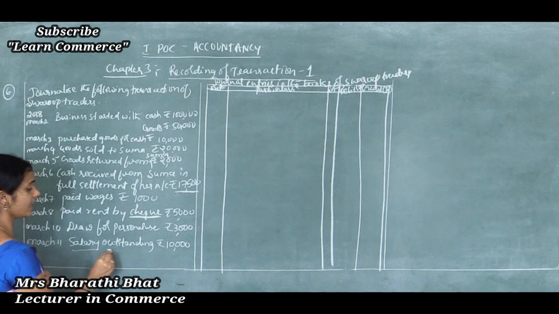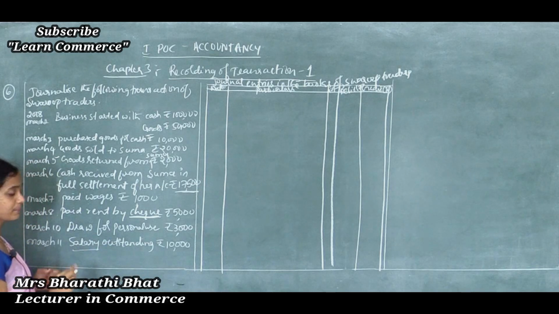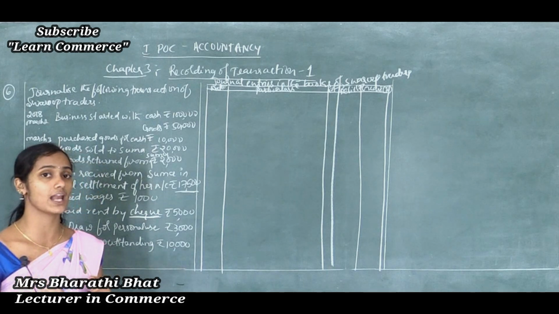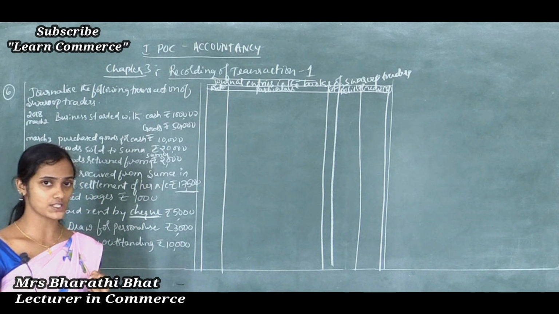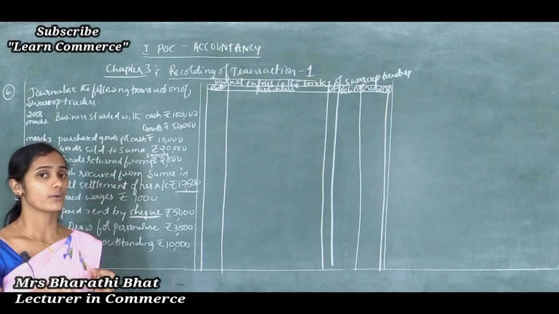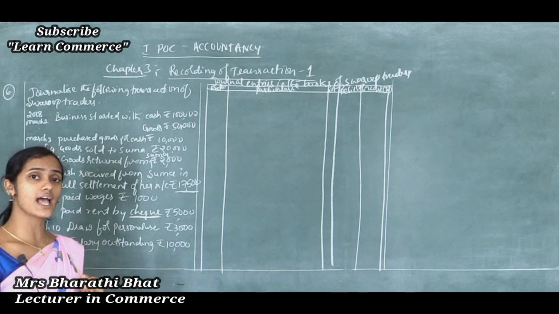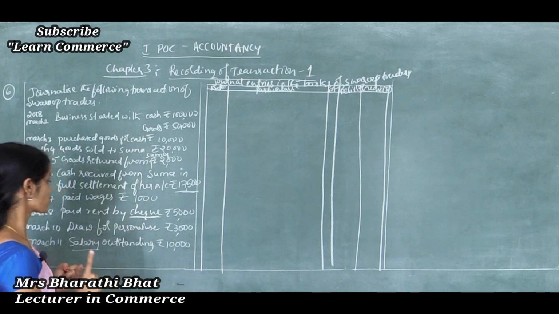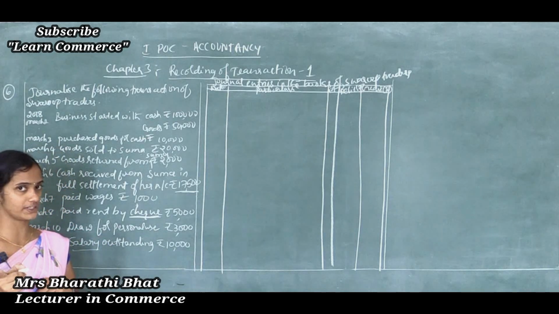One is salary, another one is outstanding salary. Salary means expense. Outstanding salary comes under liability. Salary comes under the expenses account, whereas outstanding salary comes under liabilities. Okay, so increases in expenses is to be debited.